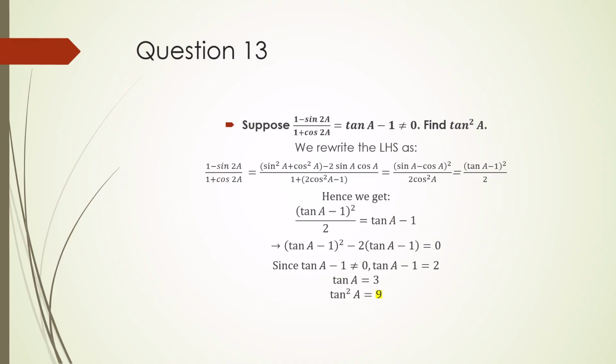And since the question stated that tangent a minus 1 is not equal to 0, we can deduce that tangent a minus 1 must be equal to 2 for this to be satisfied, and therefore tangent a must be equal to 3, and we find that tangent square a is equal to 9.